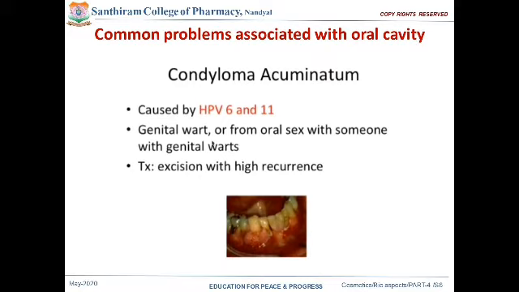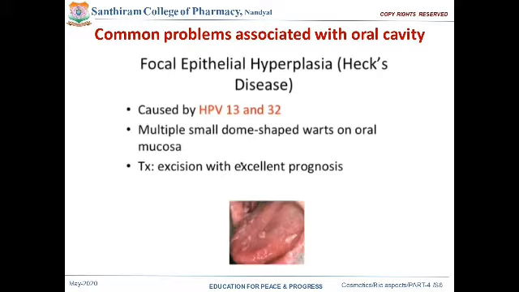Condyloma acuminatum is caused specifically, now these are important to know, by HPV 6 and 11. Those are just kind of numbers I guess you have to memorize, unfortunately. It can be in the form of a genital wart or from oral sex with someone with genital warts. So that's kind of how it can spread to a mouth scenario. Treatment would be excision. Also note that it has high recurrence.